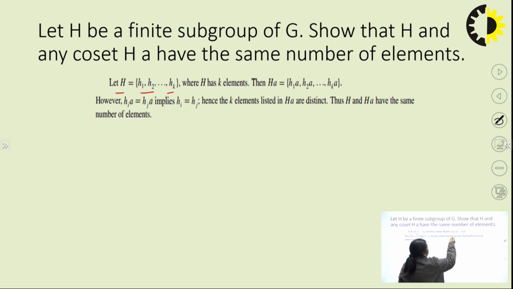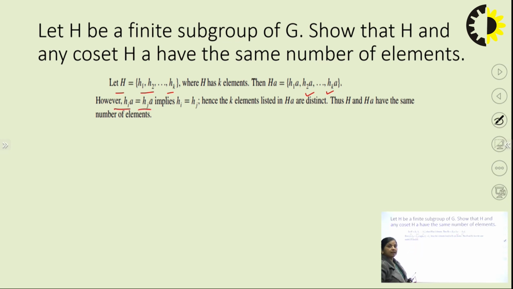So what will be Ha? Ha will be {h1a, h2a, ..., hka}. Since we have taken a finite subgroup, the coset Ha will also be finite. Now, if we say that both do not have the same order, what does it mean? It means two elements are common here. Common means the same, so the coset would have fewer than k elements. So let me take hia equal to hja.